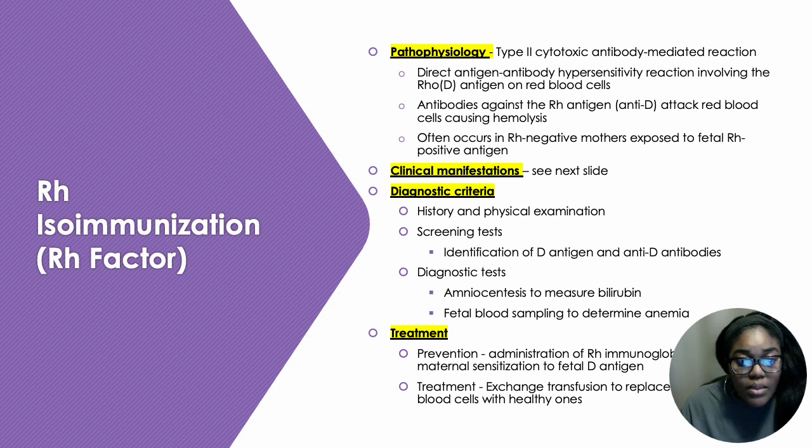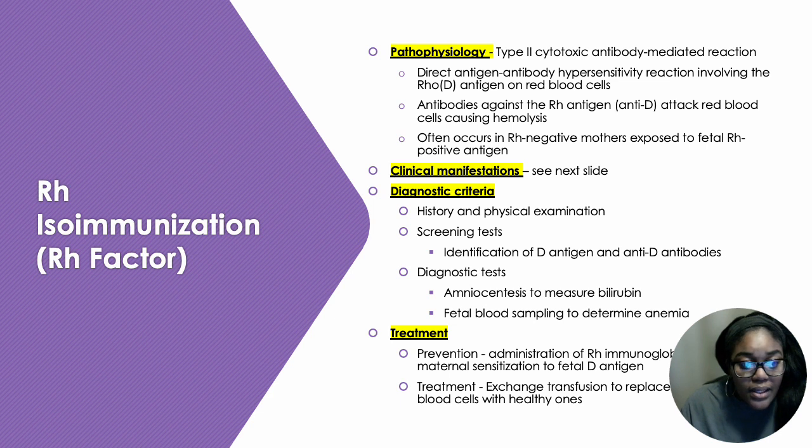So normally the mother is Rh negative, and the fetus normally has Rh positive, and this Rh positive is presented as an antigen to the mother. So then the mother recognizes this as foreign and then begins to attack. So it does cause different clinical manifestations as it relates to the fetus, but it can be life-threatening for the fetus if it's not caught in enough time.